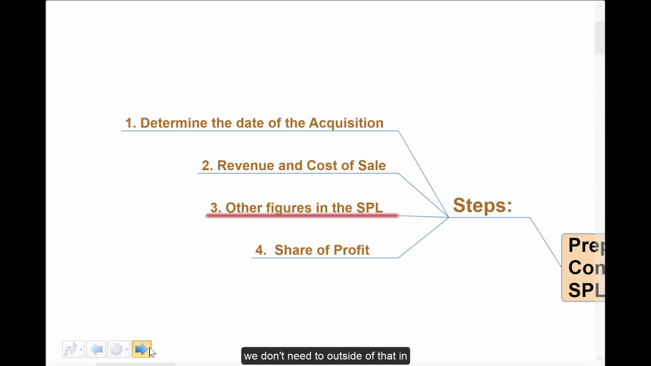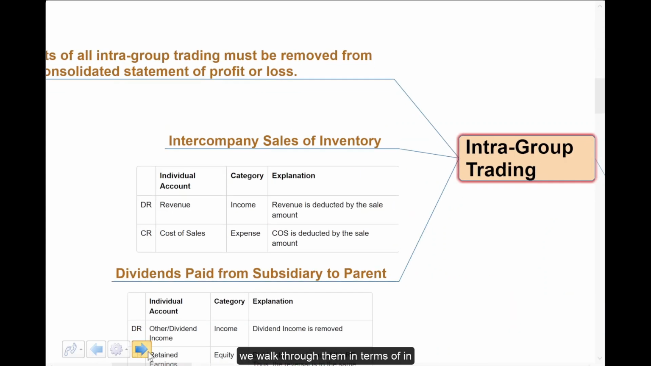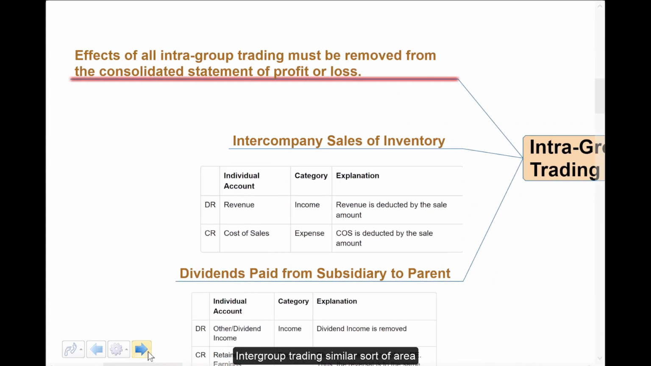Outside of that, in essence, this whole area of combining two sets of profit and loss accounts, for me, is much, much more straightforward than combining two sets of statement of financial position. And I think you'll agree and see that from the questions as we walk through them. In terms of intergroup trading, similar sort of area here in terms of what we saw on the right-hand side, although I included a little bit of detail. The effects of intergroup trading must be removed.